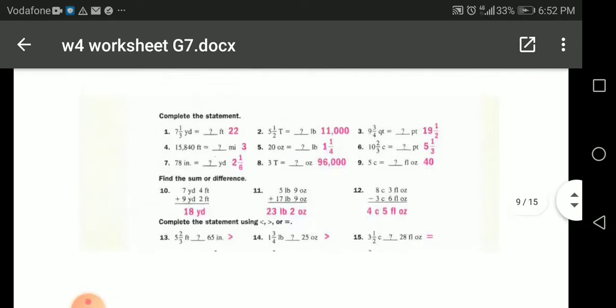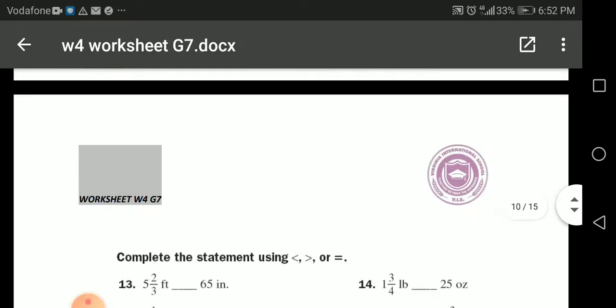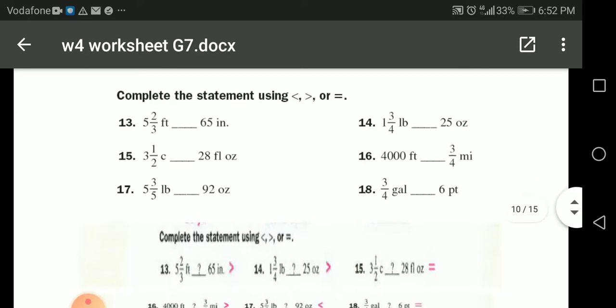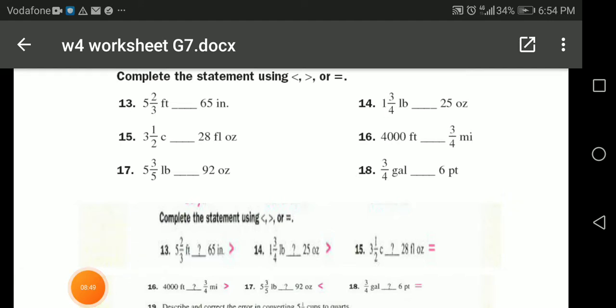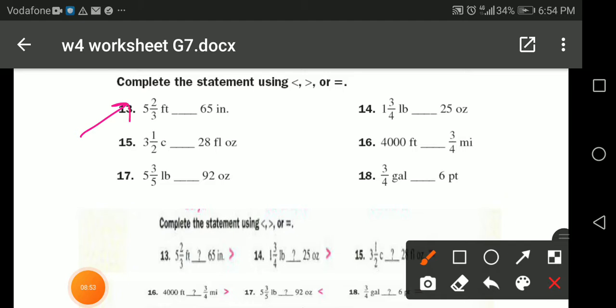I have here another kind of question. Greater than, less than, or equal. Remember, if you want to compare between two different units, I have to make them the same. So here I have feet and inches. How can we convert the feet into inches? Okay, guys, I have here 5 2/3 feet and 65 inches. How can I compare between them?